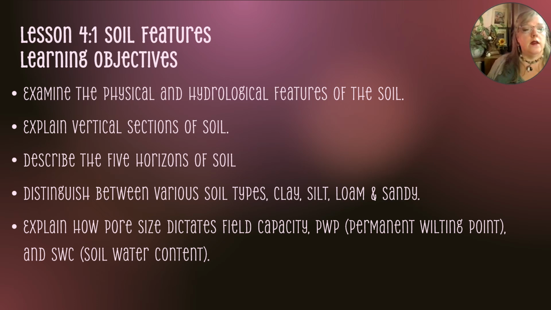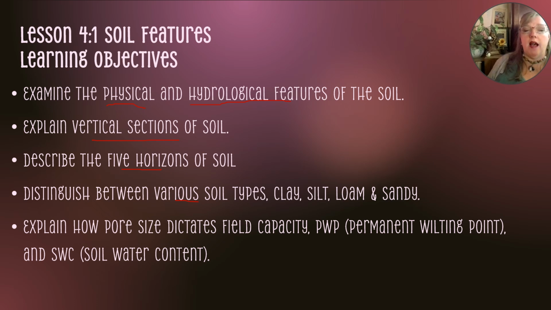All right, guys, the objectives we are covering now. First, we're going to examine the physical and hydrological features of the soil. Remember, hydro means water, so actual soil and the water properties. We're going to explain the vertical section of the soil, going up and down, and the 5 horizons of the soil, which are the different layers. We're going to distinguish between various soil types like clay and silt, loam, and sandy soil.